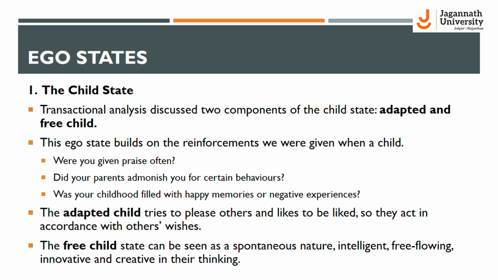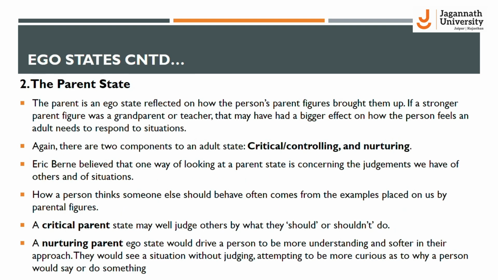The adapted child tries to please others and likes to be liked, so they act in accordance with others' wishes. And the free child state can be seen as spontaneous in nature, intelligent, free-flowing, innovative, and creative in their thinking. So basically, the reinforcements given to a child for these particular aspects decide whether the child state will be developed as adapted child or free child.